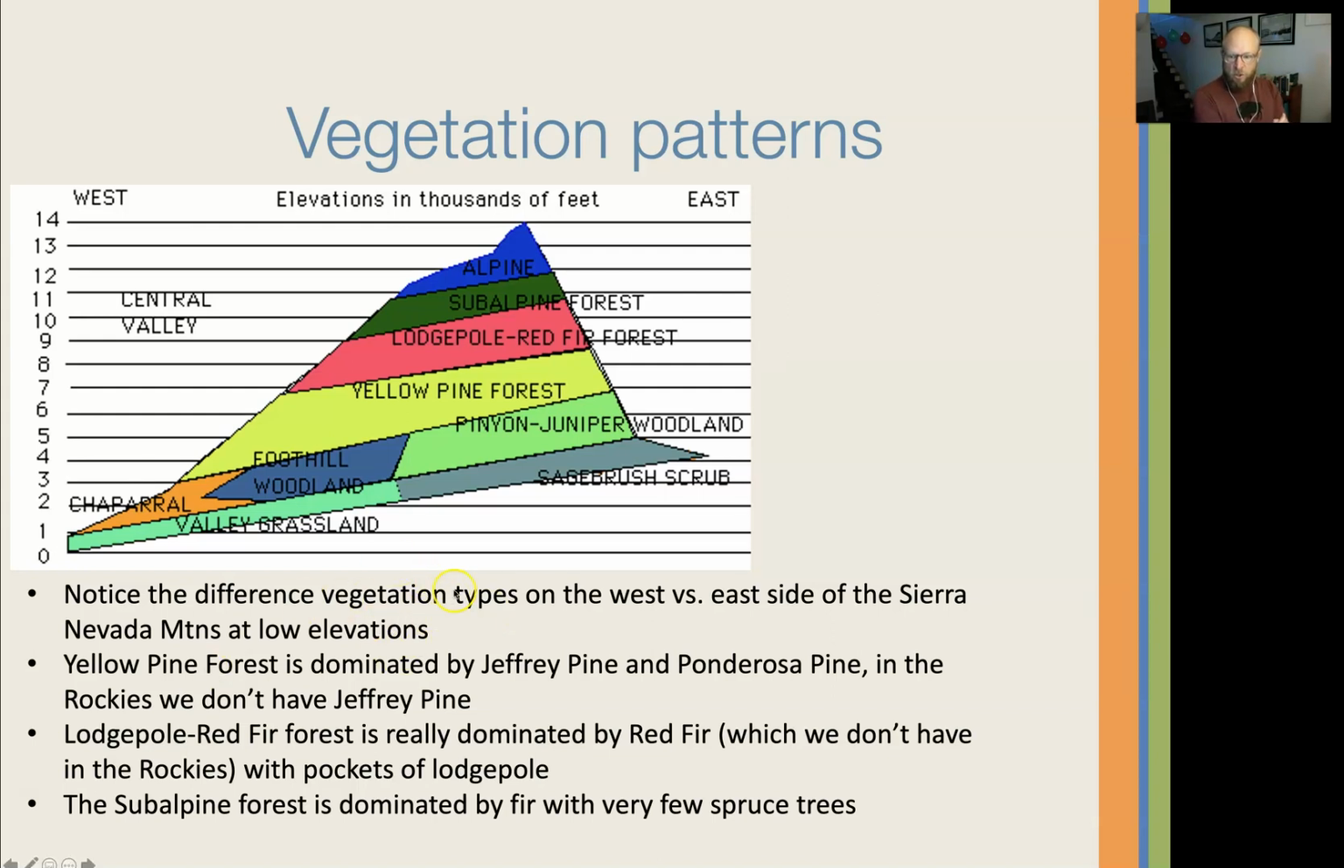So one is just noticing the different vegetation types on the east and west side at low elevations. Again, this yellow pine forest, I think it's a term that's not used much anymore. This is really Jeffrey pine and ponderosa pine. Again, the lodgepole red fir pine, it's really red fir pine forests. And spruce are missing from their high elevation forests. Again, there's a few species there, they're just not really common.